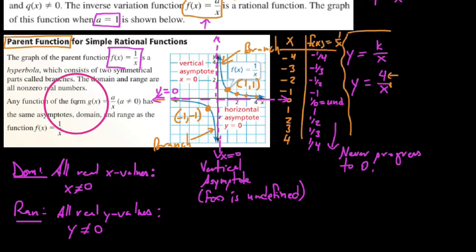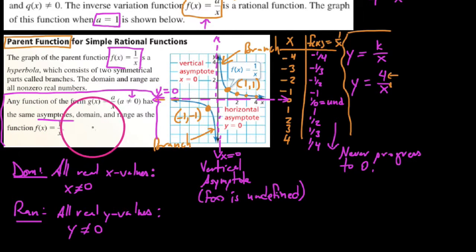So with this graph here, and this is the important part we're going to take away from this, because we're going to go graph our own in just a moment, it says any function of the form g of x equals a over x, where this a value is not allowed to be 0, has the same asymptotes, same domain, and same range as this function right here that we refer to as the parent function, okay? The parent function, just 1 over x.